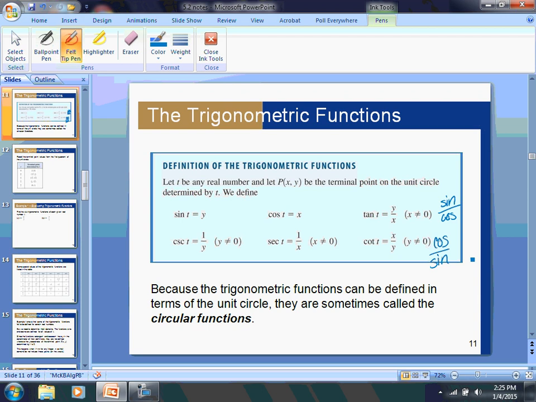So these are how the 6 trigonometric functions relate to the unit circle. And sometimes they might be called the circular functions when we're talking about them in terms of a unit circle. So if you see that in the book or in directions in your homework, just know that that's what they're referring to.